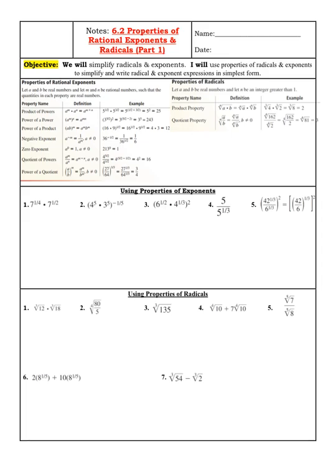Hey everybody, welcome to Chapter 6, Section 2, Properties of Rational Exponents and Radicals. This is part 1 of a two-part section.